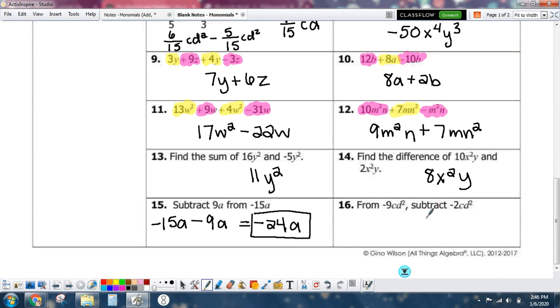So same idea here for 16. From this number, we're subtracting that. So from this, we're starting with this, and we're going to subtract that. So negative 9cd squared minus a negative 2cd squared. When you subtract a negative, it's the same thing as adding the positive. So we're doing negative 9 plus 2, which is negative 7cd squared.